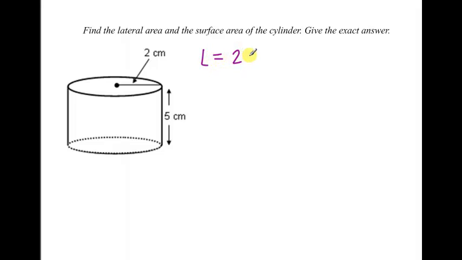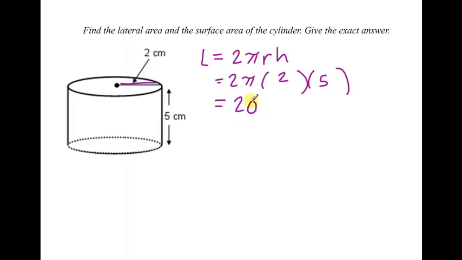For lateral area, let's find 2 pi times the radius times the height. So bring down the 2 pi and let's plug in the radius and height. From the picture we can see the radius is here, it's 2 centimeters, and the height is this 5 centimeter distance between those two circles. So calculating that out, we get 20 pi. And I'm going to leave it just like that because they said give the exact answer rather than go into a decimal. 20 pi square centimeters would be the lateral area or the tube of that cylinder.